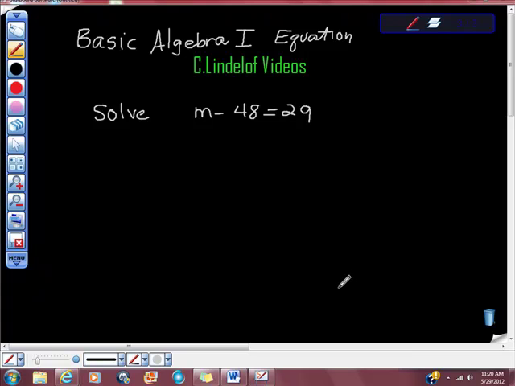Been a long time, but I thought I'd look at basic algebra 1. What I want to look at today is just the very beginning of looking at equations. It says here, solve m minus 48 is equal to 29. So what value of m makes that true?